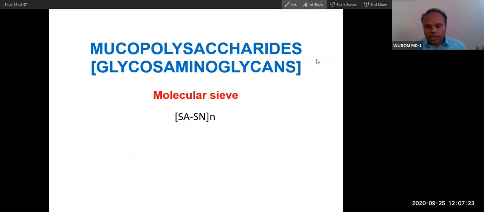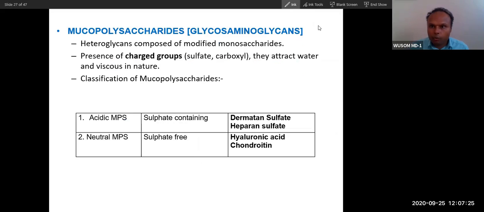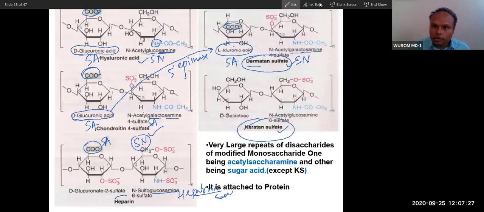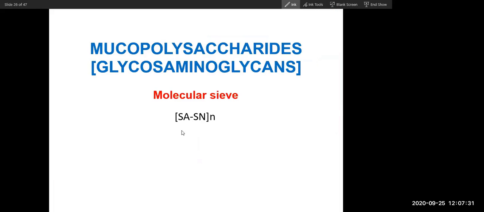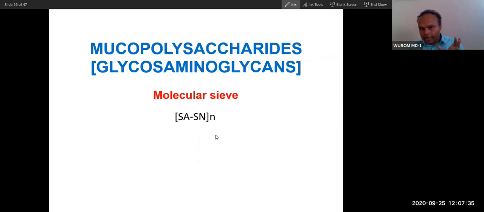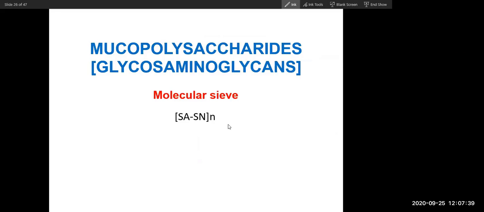So will you remember the structure of heteropolysaccharide? The general structure is a repeat of a disaccharide of sugar acid, sugar amine. Yes, we are able to. Okay, so that is what you need to remember.